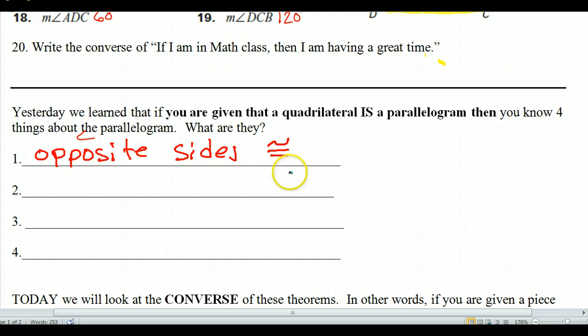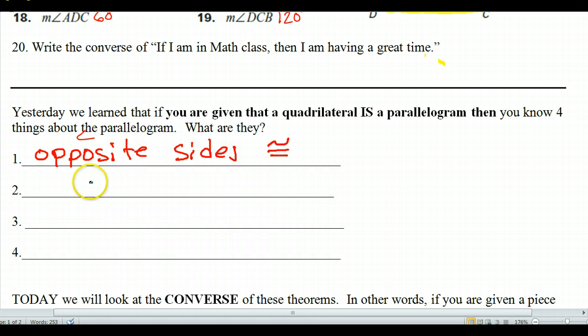And I'm going to go ahead and use the symbol. This is the symbol for congruent. So when you see this symbol, know that that means congruent. It's an equal sign with a tilde over it. Alright, I'm hoping you're not seeing this for the first time and you know what a congruent symbol is already.